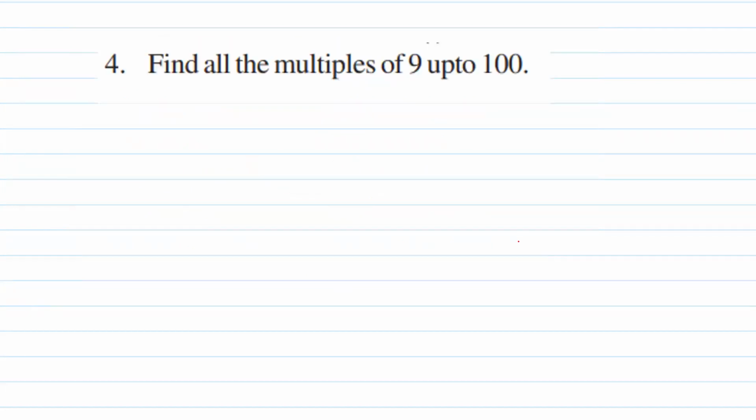After this, find all the multiples of 9 up to 100. That means you will start writing the multiples of 9 from the starting. Multiples of 9 up to 100 will be, start writing multiples of 9 from starting, like 9 ones are, 9 twos are, 9 threes are, 9 fours are.